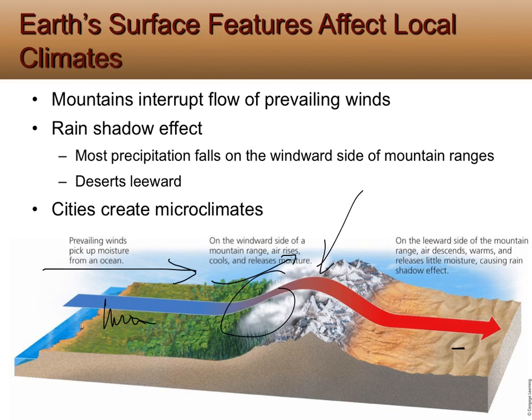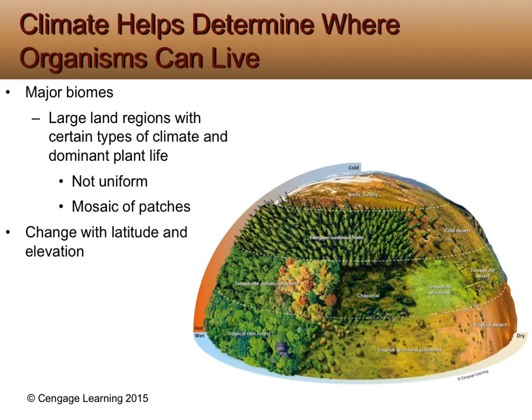So once again, with the prevailing winds, the clouds cannot get up and over the mountains, so they need to drop their precipitation. That's the windward side, and then the leeward side. This can actually create little microclimates. Biomes are something that's going to be the focus of the rest of the chapter. Biomes are large land regions with certain types of climate and predominant plant life. They're not uniform, they're not always consistent. They tend to be mosaic patches here and there, and they tend to occur in different regions, different latitudes, but there are exceptions again because of things like mountains.